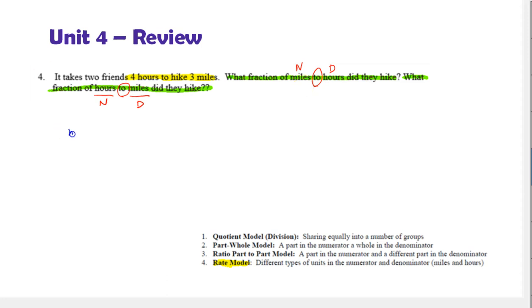So the first one is miles over hours. And there are 3 miles, so that 3 is in the numerator, and 4 hours in the denominator. For the second question, we have hours to miles, so hours is in the numerator, and miles is in the denominator. And again, the number of hours was 4, and the number of miles was 3.